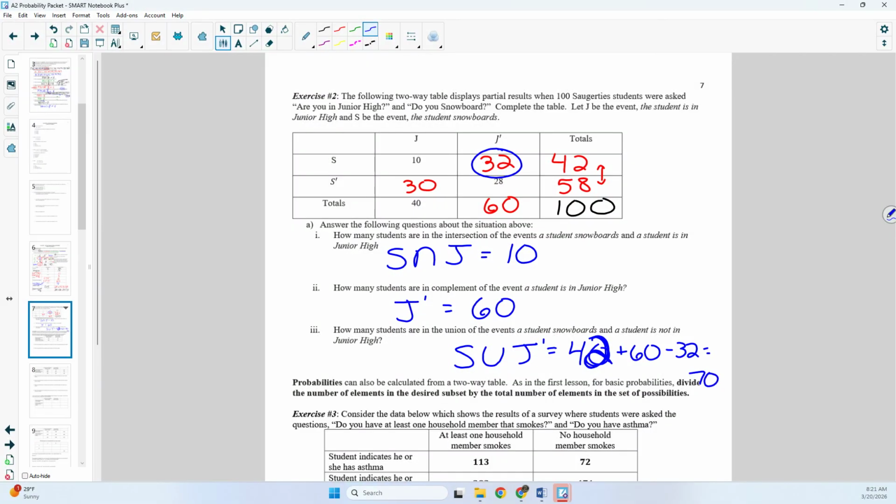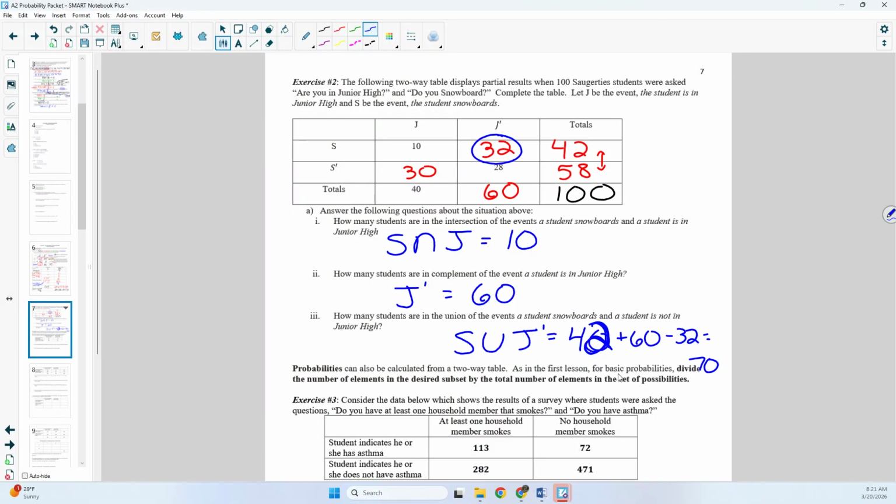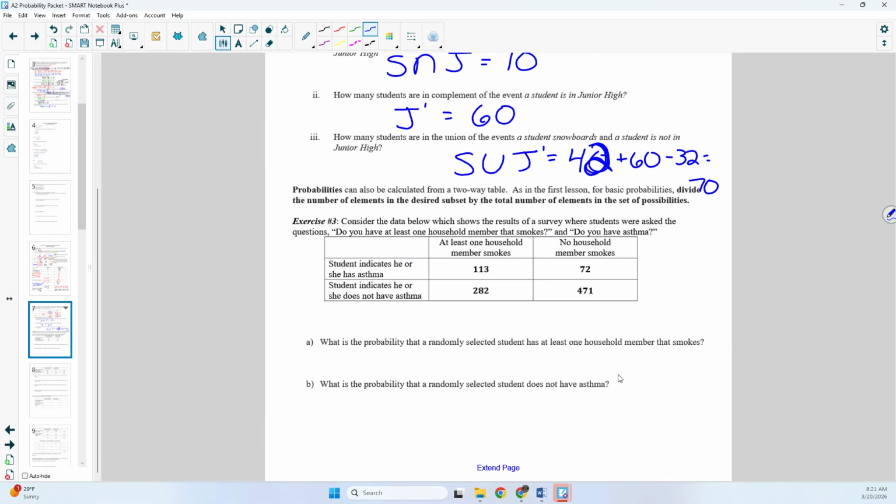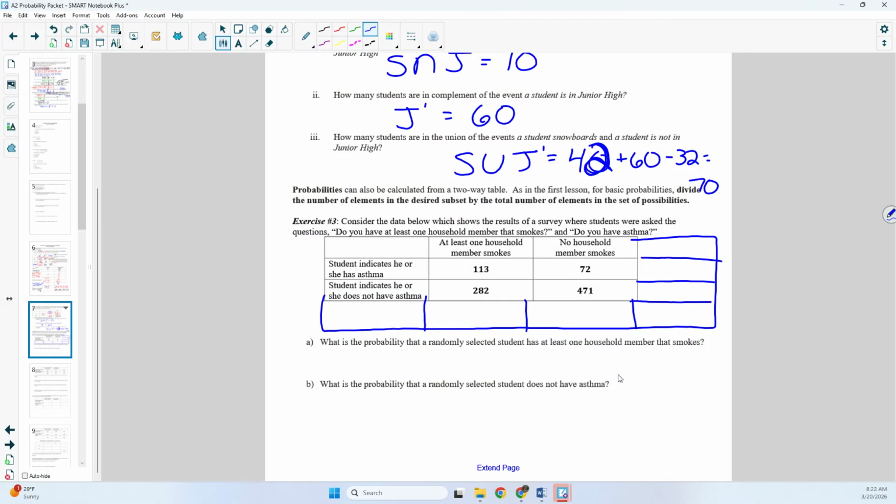Now we're going to see probabilities can also be calculated from two-way tables. So as in the first lesson, for basic probabilities, you're going to divide the number of elements in the desired subset by the total number of elements in the set of possibilities. Now, this is another way these tables can show up. So sometimes they'll give you all the inside information and you have to find the totals. So this takes bigger numbers, probably need a calculator. So this is just totals.